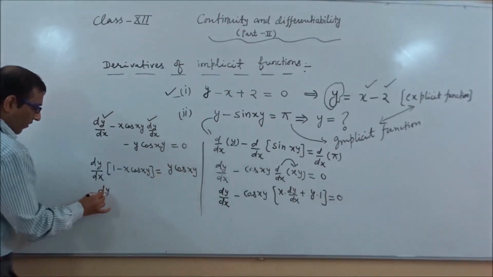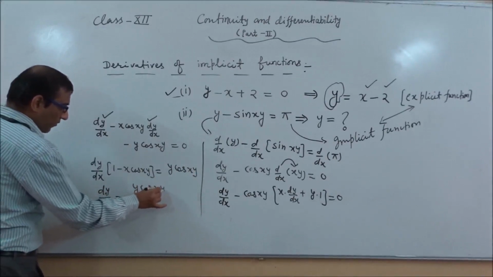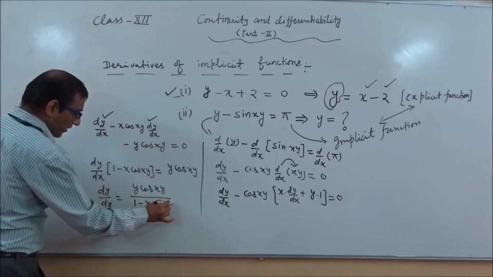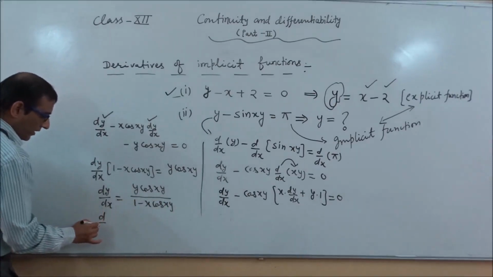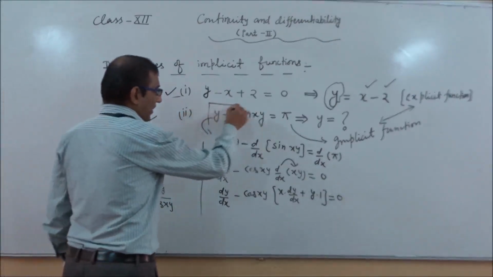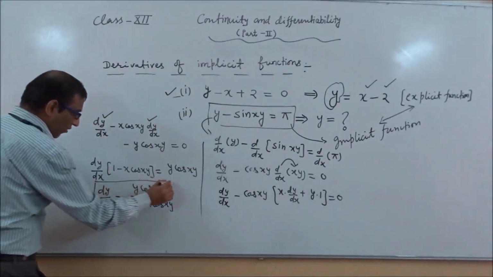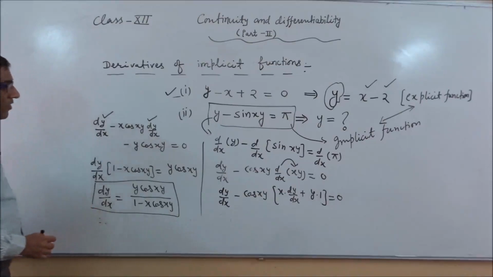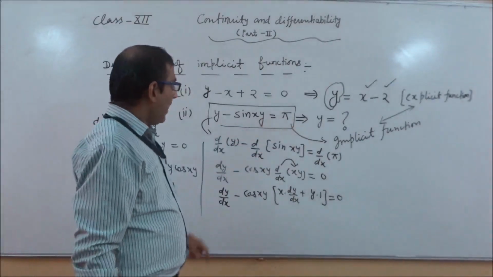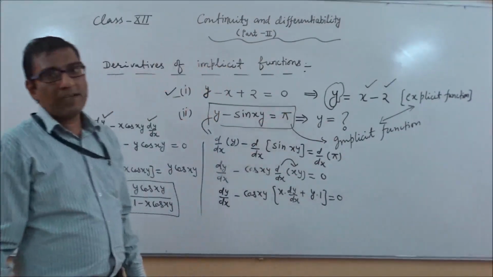So the value of dy by dx is y cos xy upon 1 minus x cos xy. For this equation, this is the value of dy by dx, which is equivalent to y cos xy upon 1 minus x cos xy. So this is the differentiation for an implicit type of function, and earlier I told about the differentiation of an explicit type of function.